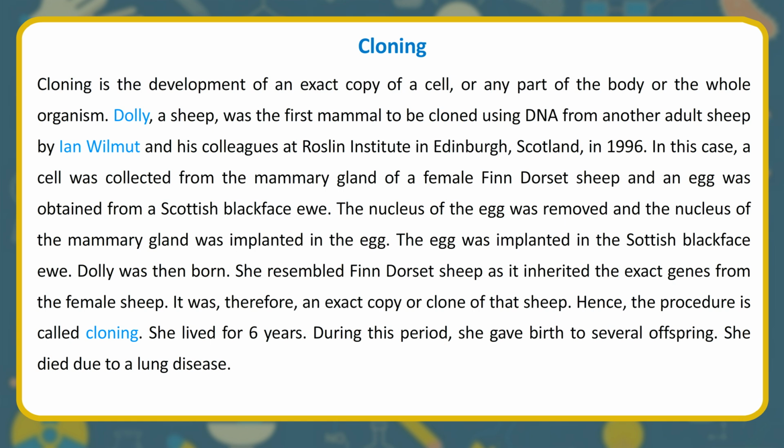Dolly was then born. She resembled the Finn-Dorset sheep as she inherited the exact genes from the female sheep. It was, therefore, an exact copy or clone of that sheep. Hence, the procedure is called cloning. She lived for 6 years. During this period, she gave birth to several offspring. She died due to a lung disease.